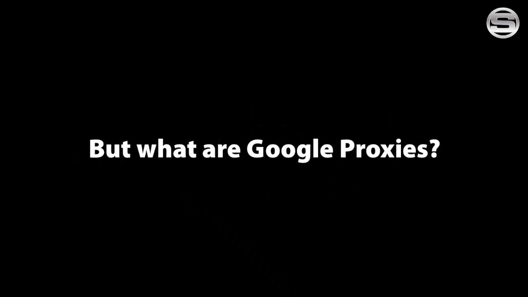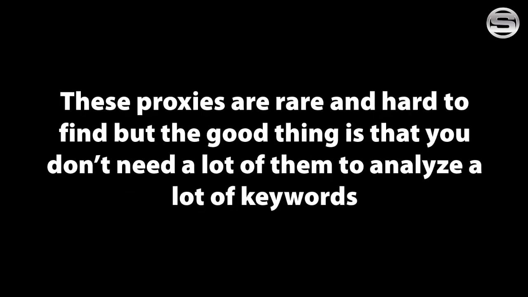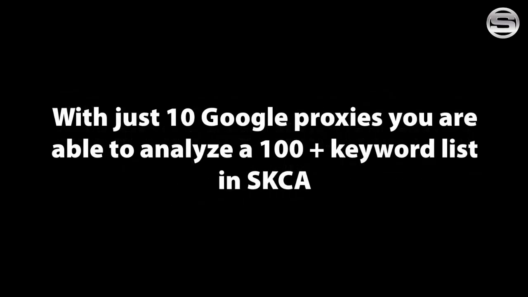But what are Google proxies? Proxies that support searching in Google without getting a captcha are called Google proxies. These proxies are rare and hard to find, but the good thing is that you don't need a lot of them to analyze a lot of keywords. With just 10 Google proxies, you are able to analyze 100 plus keywords in SKCA. Here's how that new feature works.